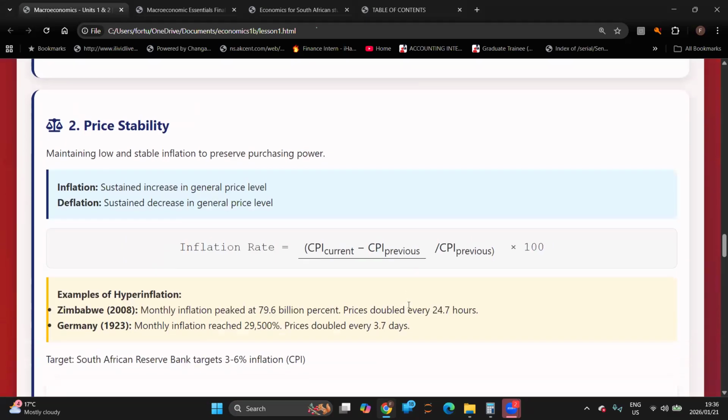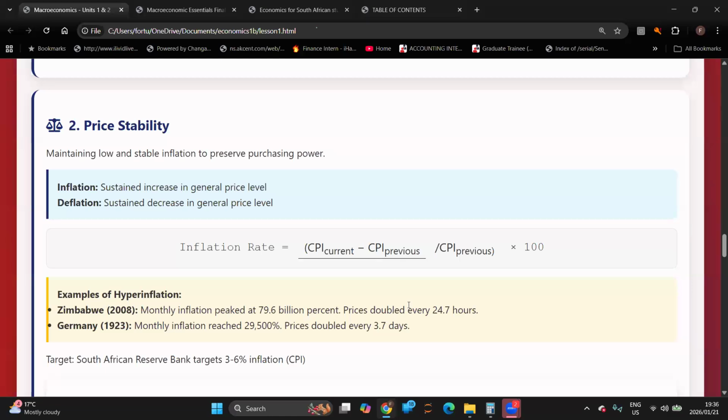Then secondly, we have price stability. With price stability, we understand the importance of prices within a particular nation. So the prices reflect how much you can acquire a particular good or service within the goods market. So price stability is very, very important because, okay, let me just pose the question. Why is price stability important within a particular nation? Let me pose it as a question. Why is price stability important?